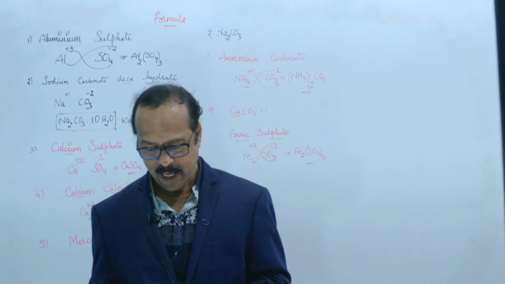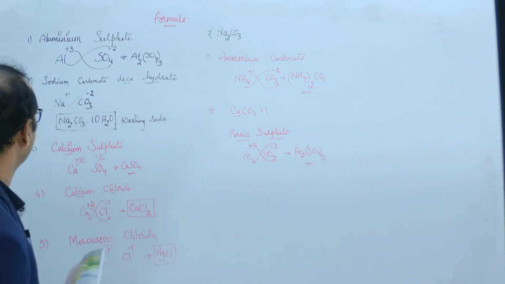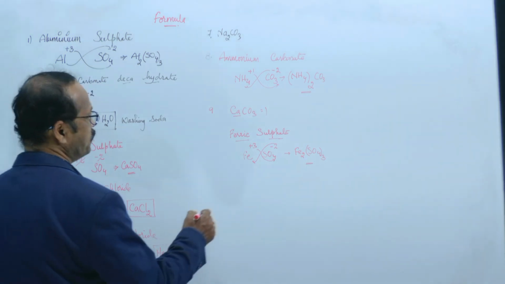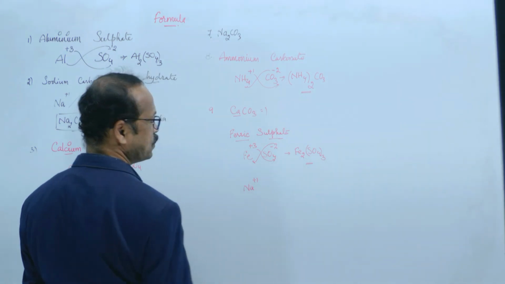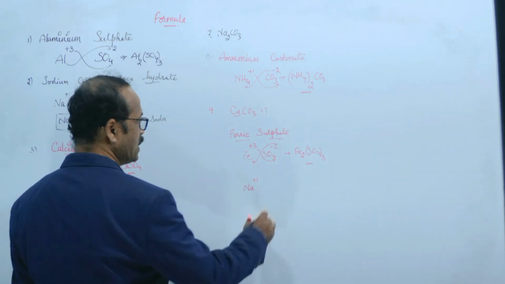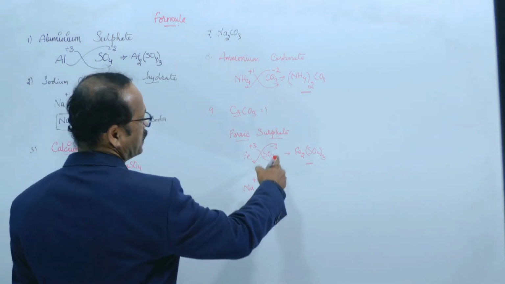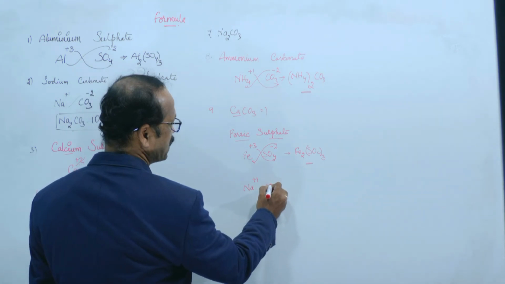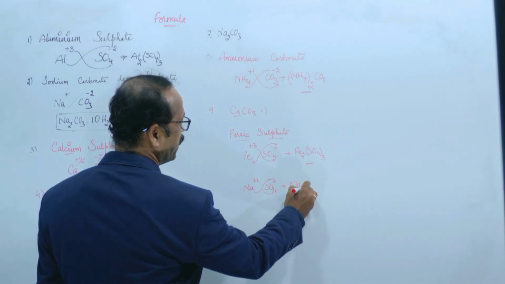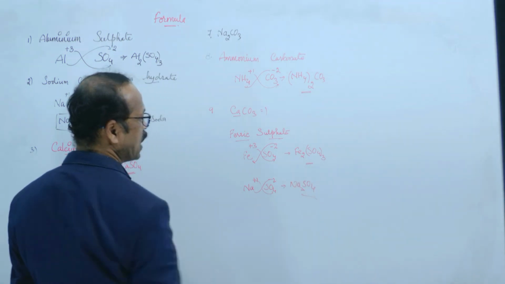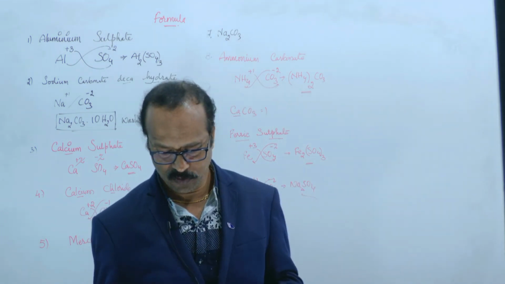Now the seventh one is sodium sulfate. How do we write sodium sulfate? Sodium is Na with valency +1. Sulfate, so many times we have written, sulfate is SO4 with valency 2. Crisscross, this becomes Na2SO4. So the answer is Na2SO4.